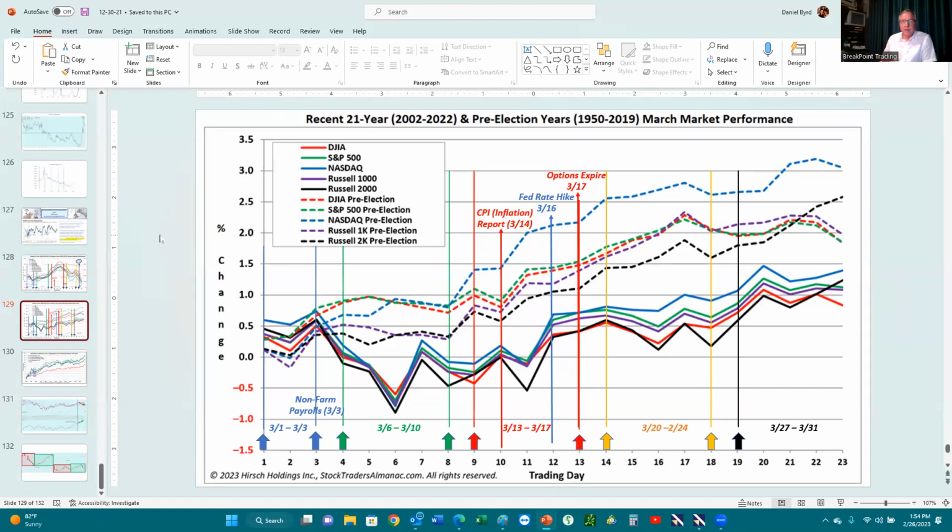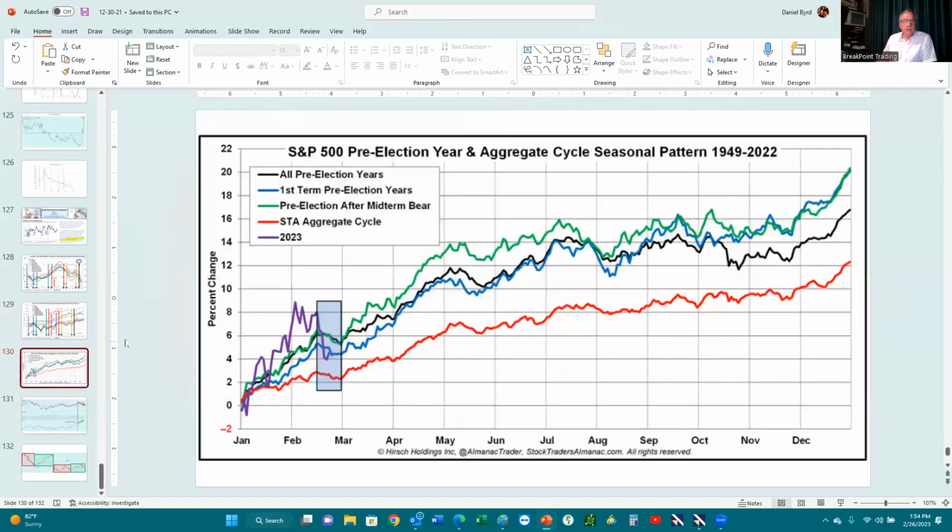So I think we've got some pain still for the next couple of weeks. You have to be careful in the market. This is again according to Stock Traders Almanac. This is from 1949 until 2022, last year.